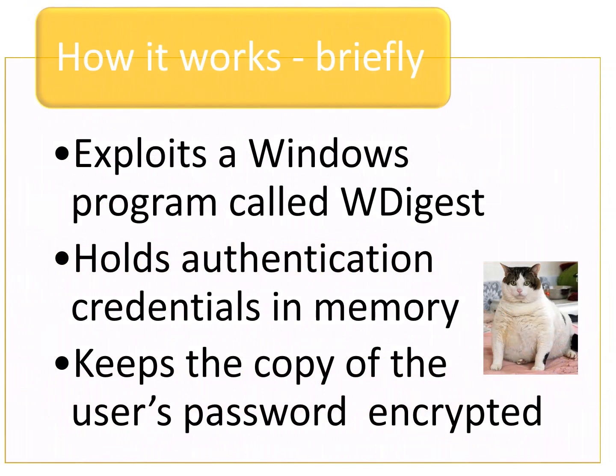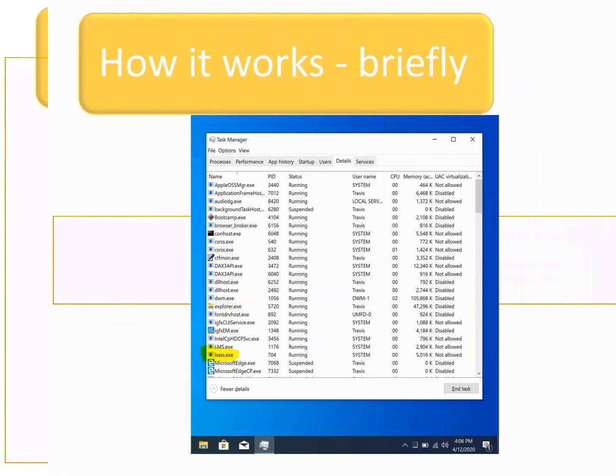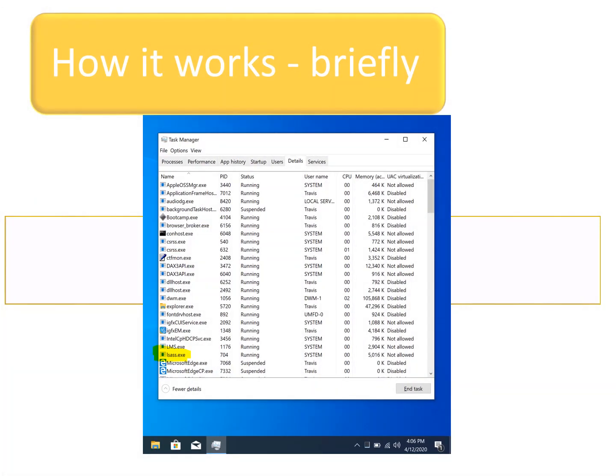Mimikatz exploits a Windows function called wdigest, which makes it more convenient for corporate and government Windows users to prove their identity to different applications on their network or on the web. wdigest holds authentication credentials in memory and automatically reuses them so that they only have to be entered once. It keeps the copy of the user's password encrypted, but also stores a copy of the secret key to decrypt it in memory. The memory location where these are stored is called LSASS.